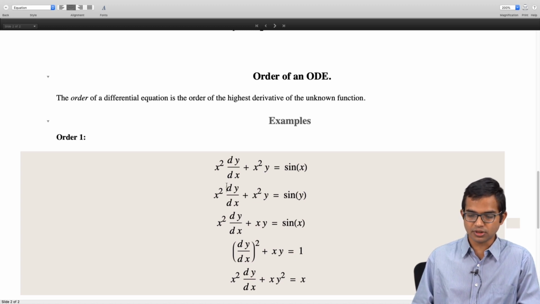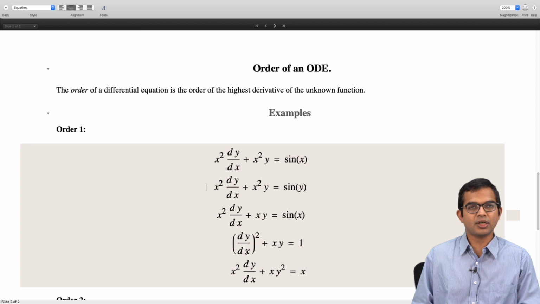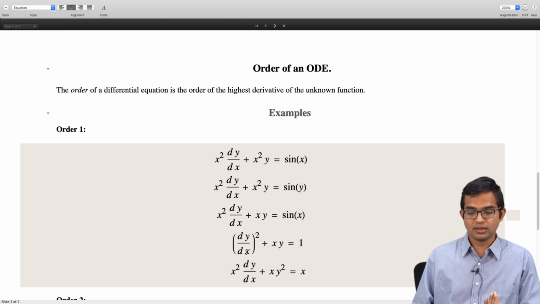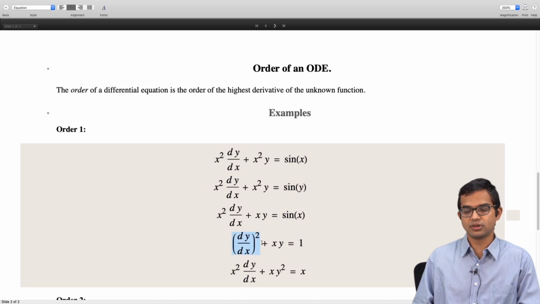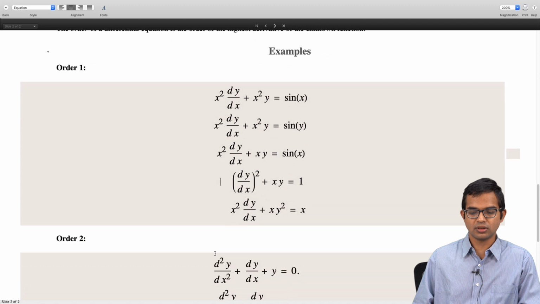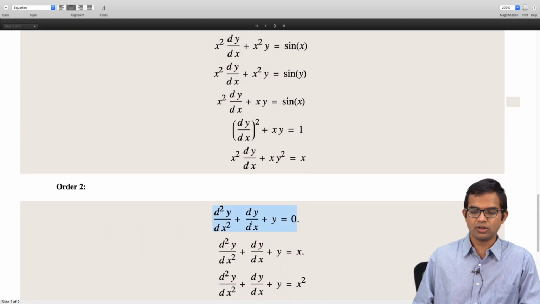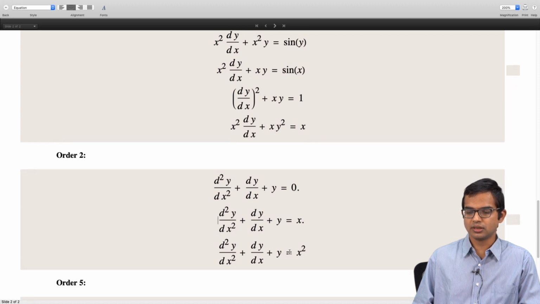As long as you just look for the highest derivative. As far as this classification is concerned, you only look at the highest derivative, and you see dy by dx the whole squared appears. It's not a problem, right? There is no second order, it's a first order differential equation. It's a nonlinear differential equation, but it's a first order differential equation. Likewise, you have dy by dx and you have y squared, so it's a nonlinear differential equation, but it's first order. And order 2: this is order 2 and linear, and this is also order 2 and linear.